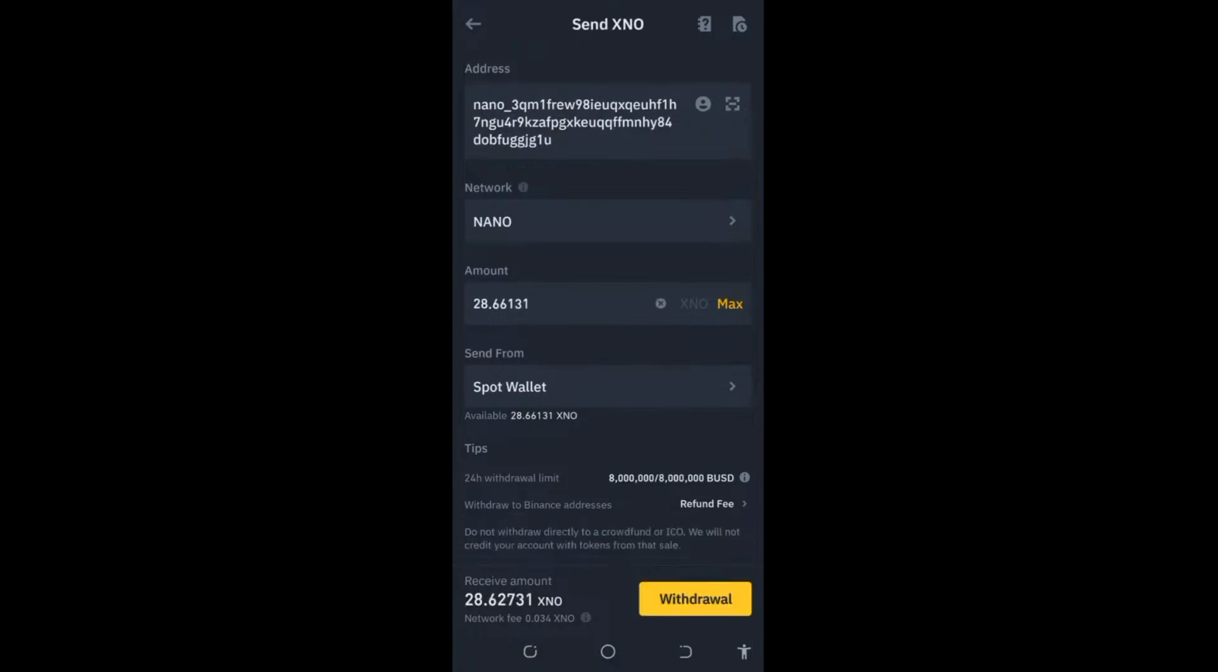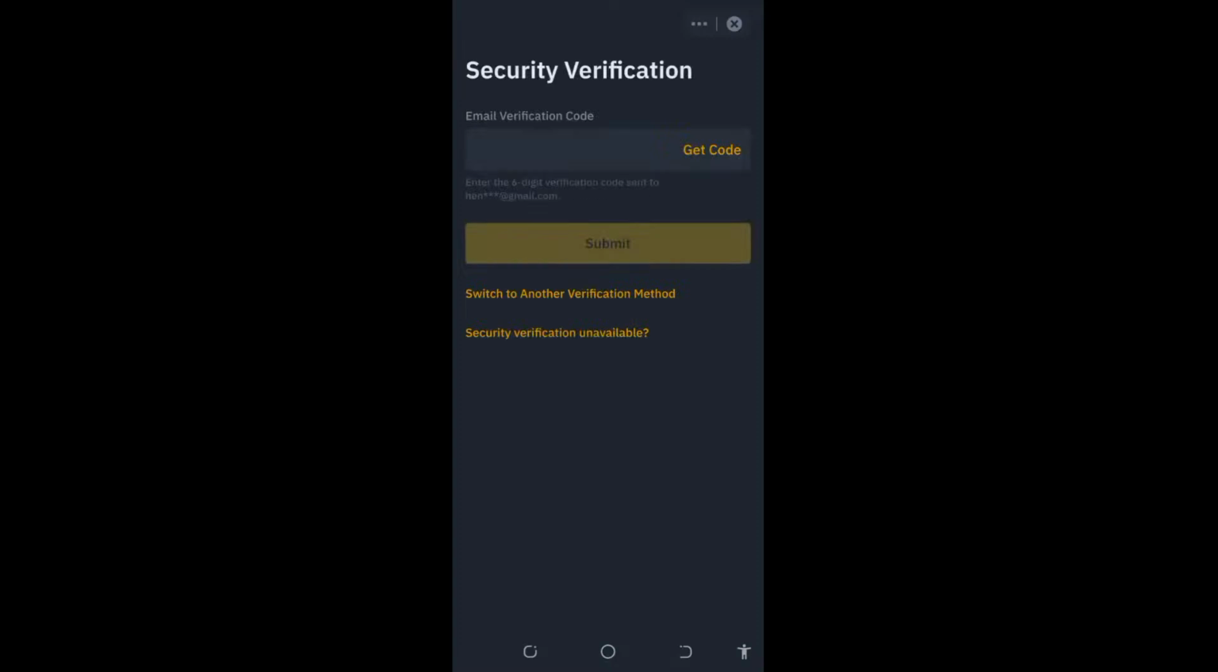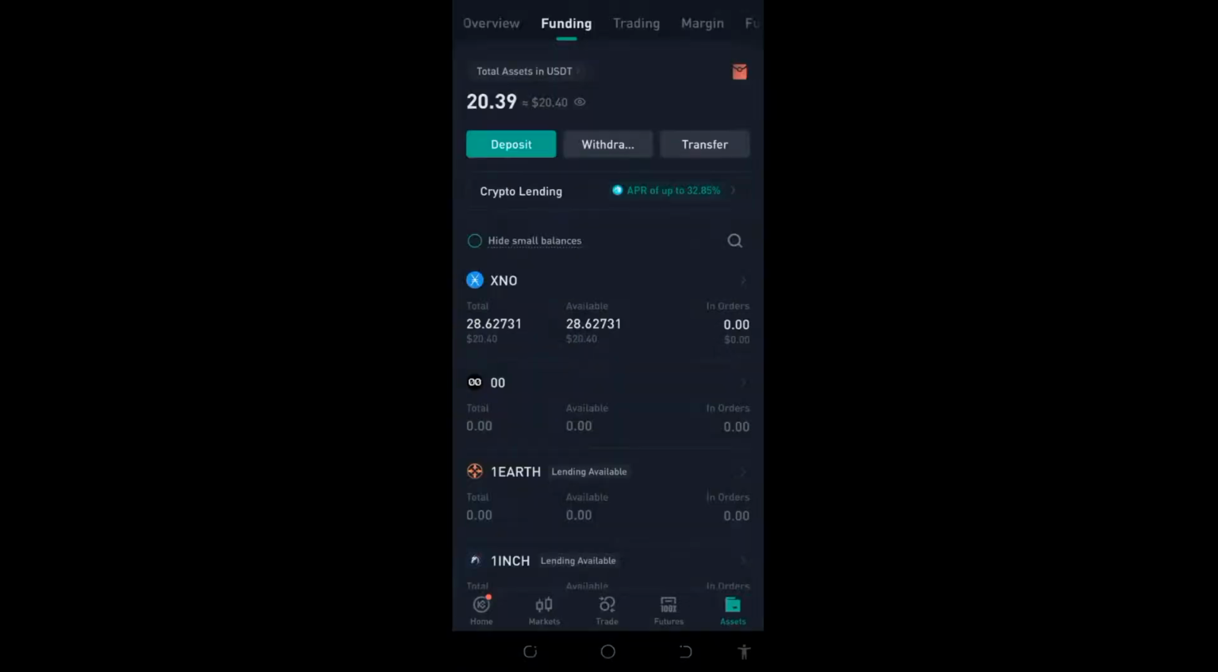Okay. So everything is here. You can see we're going to get 28.62. So let's go ahead and click on withdraw. Okay. So let's quickly do this. All right, so I'm going to put in my verifications and I'll be back to continue the trade.